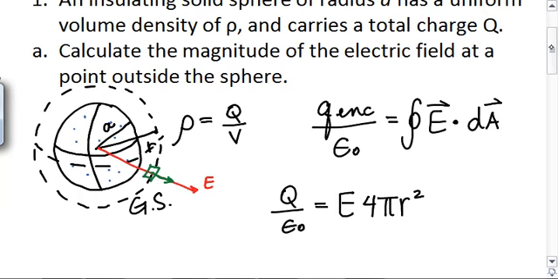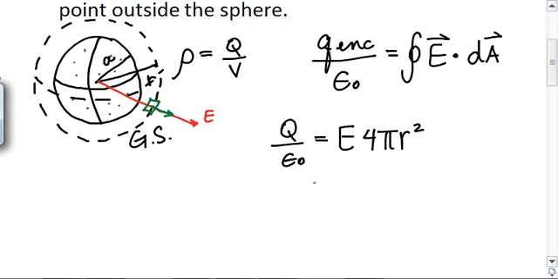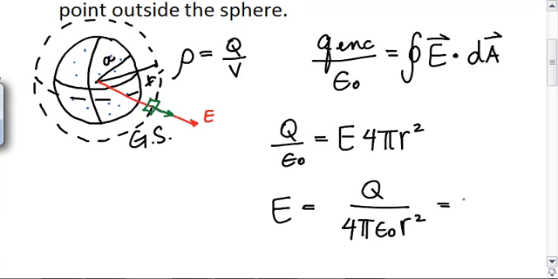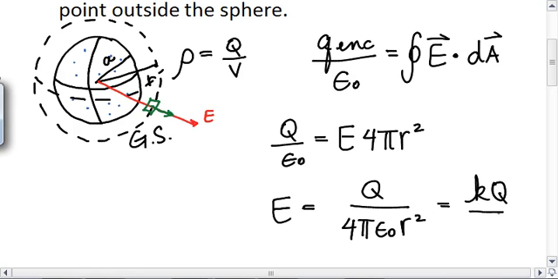Okay. All right, so now we can solve for E, right? So the electric field looks like it would be, let's see, Q over 4 pi epsilon naught r squared. Does anybody know what this 4 pi epsilon naught looks like? 1 over 4 pi epsilon naught is k, right? So E is kQ over r squared.